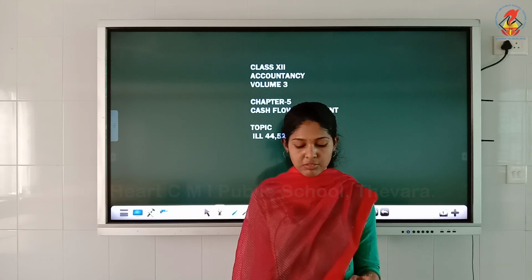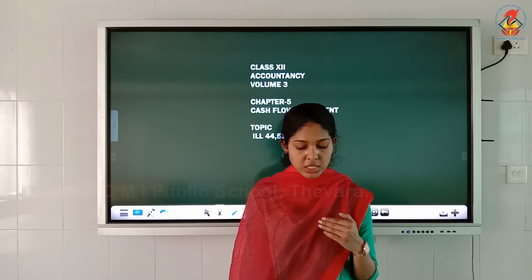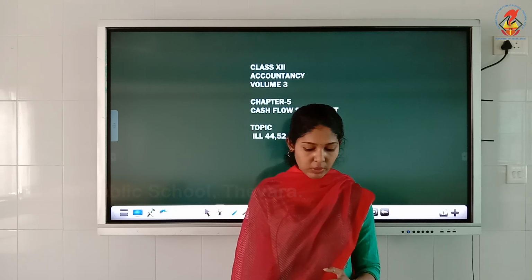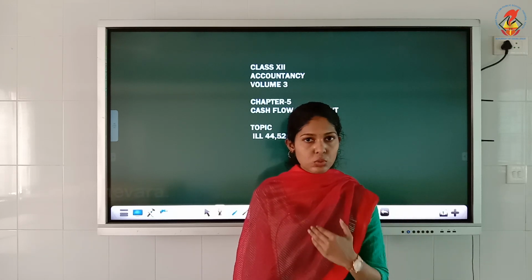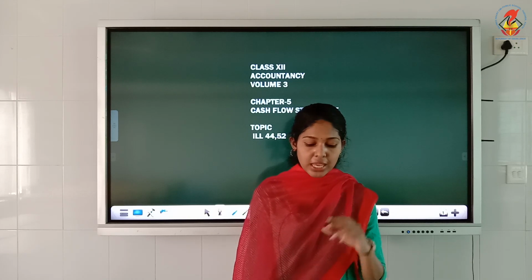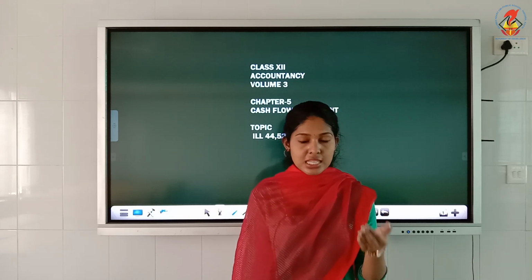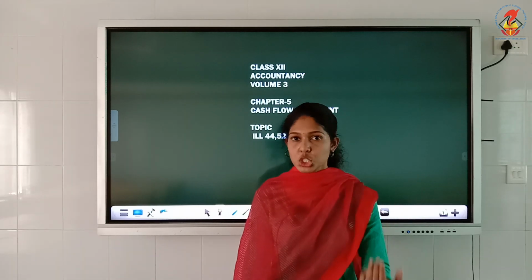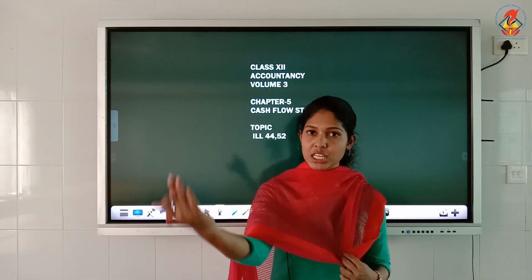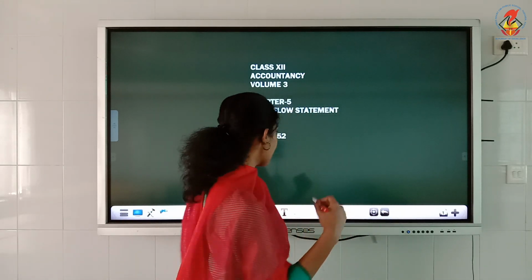Last year's figure is given. Then this year's 31st March 2020 is also given. So these two we have to compare. You have to take the opening and closing very carefully. Last year 7 lakhs, this year it became 9 lakhs. So what is the meaning? We have issued additional shares. So that is cash inflow. It is a positive amount.